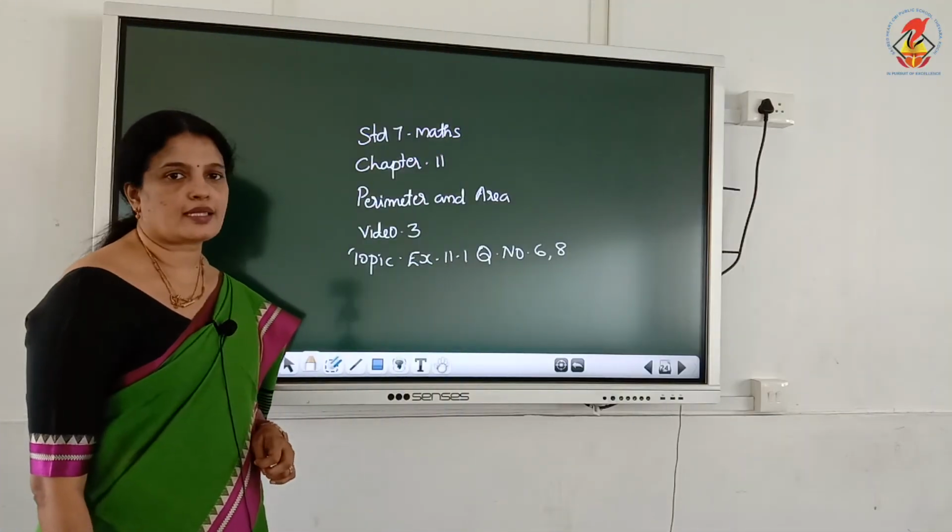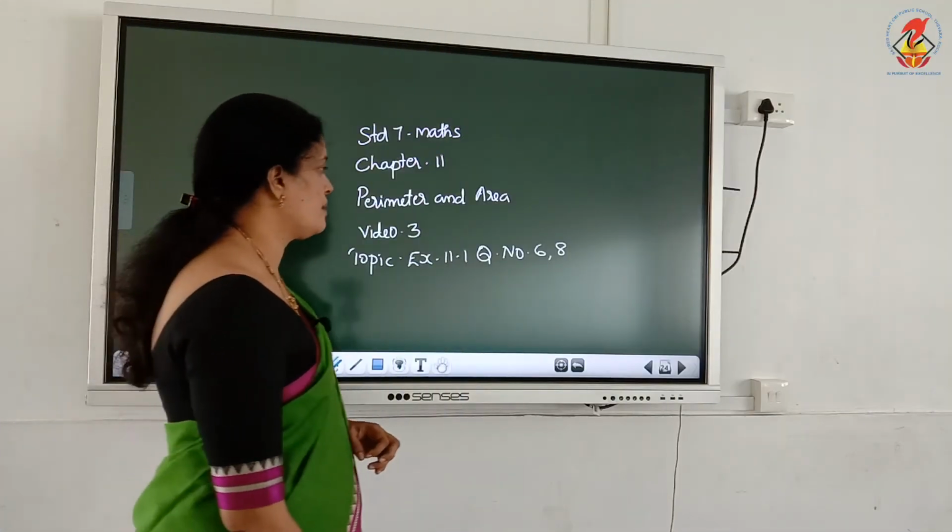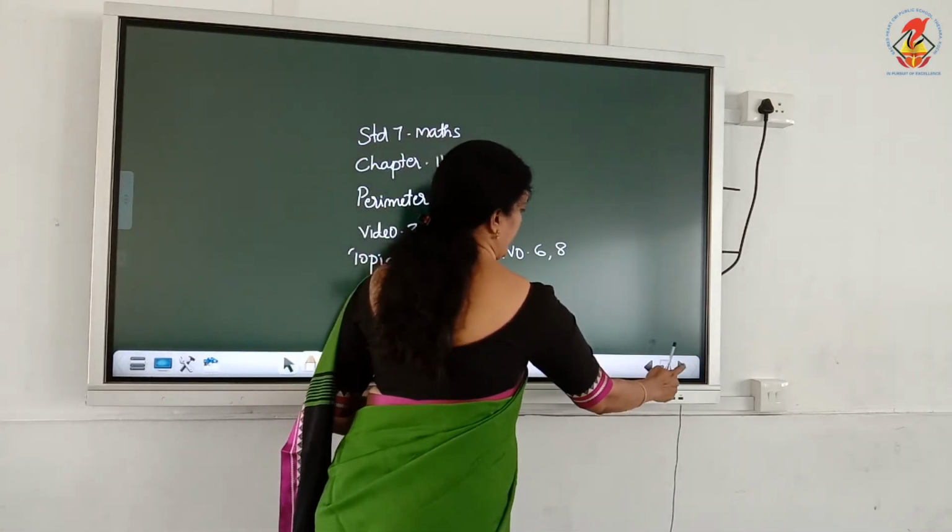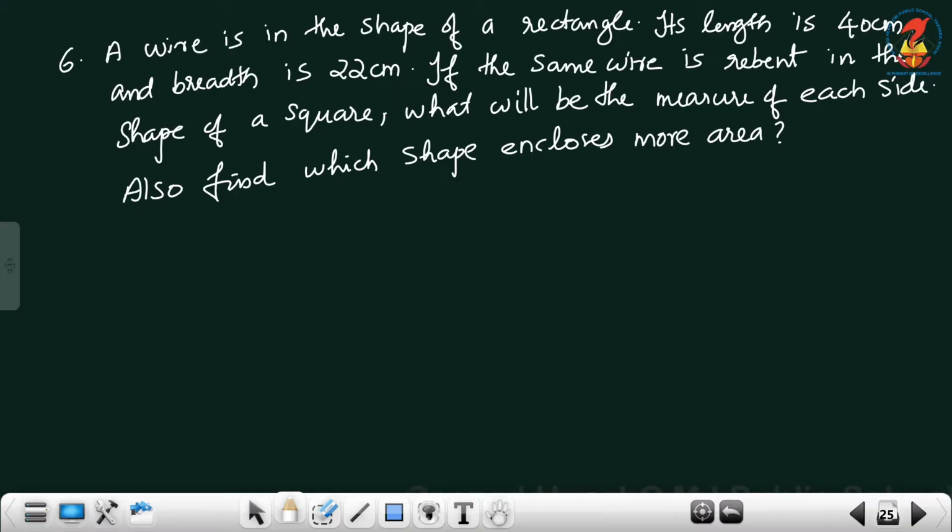Next topic, exercise 11.1, question number 6 and 8. Question number 6. A wire is in the shape of a rectangle. Its length is 40 centimeter and breadth is 22 centimeter. If the same wire is rebent in the shape of a square, what will be the measure of each side? Also find which shape encloses more area.